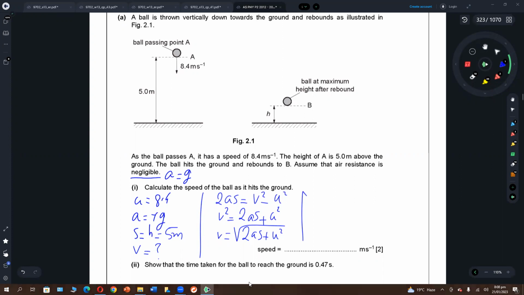The answer is 12.96. Good. If you are getting 12.96, you have to round it. The answer is coming, so you can keep it 12.96.